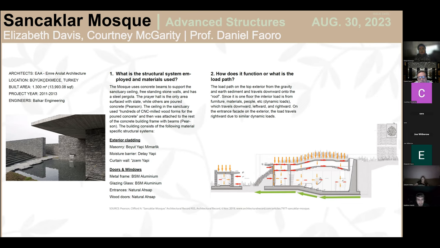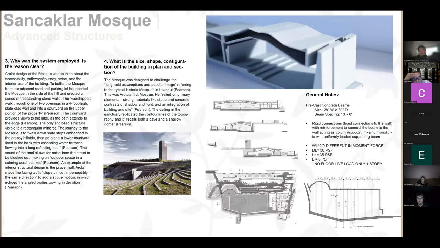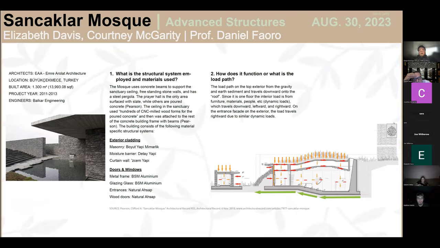How does it function, or what is the load path? The load path on the top exterior from the gravity and the earth sediment travels downward onto the roof. Since it is one floor, the interior load is from furniture, materials, people, etc., like the dynamic loads, and that travels downward, leftward, and rightward. And then on the entrance facade on the exterior, the load travels rightward due to similar dynamic loads. And then we also have an earth roof, so those also travel downward.